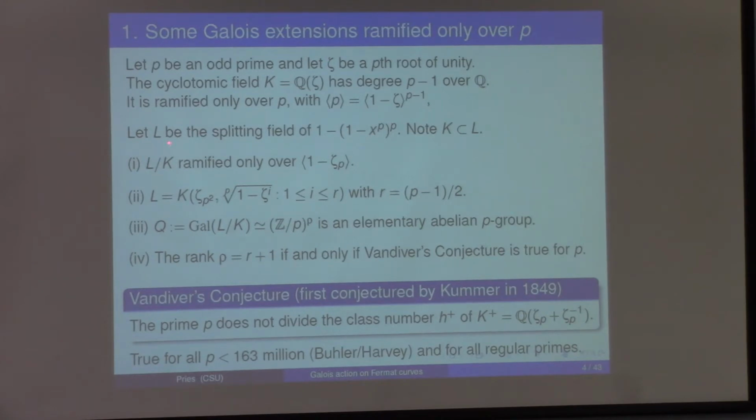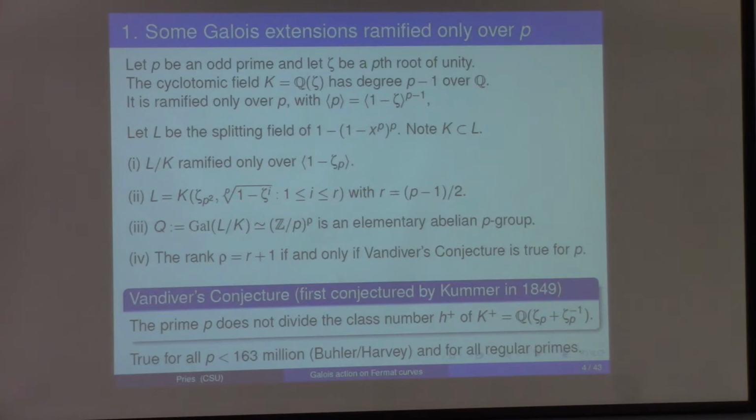The field that's going to show up a lot in this talk is this field L. This field L is the splitting field of the polynomial (1 minus x to the p) raised to the p. In order to get a field that contains all the roots of this polynomial, you in particular need to have a pth root of unity, so this cyclotomic field K is contained in L. There are lots of other things you can show about this field L. It turns out that L is ramified only over the prime 1 minus zeta. In fact, it's generated by the pth roots of 1 minus zeta to the i, where i goes from 1 to p minus 1.